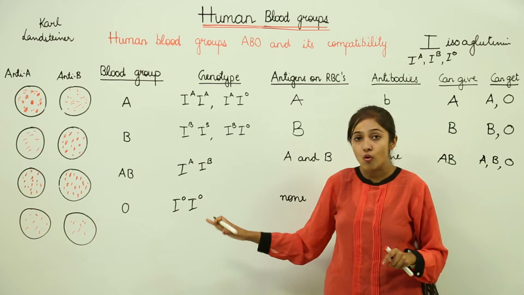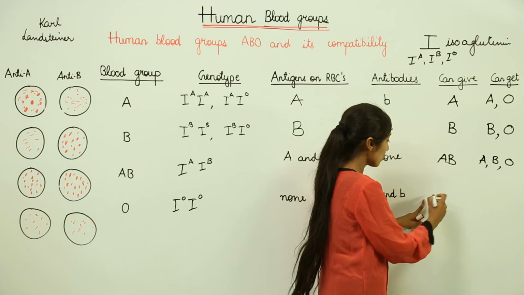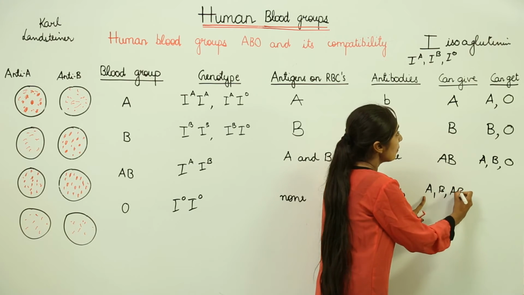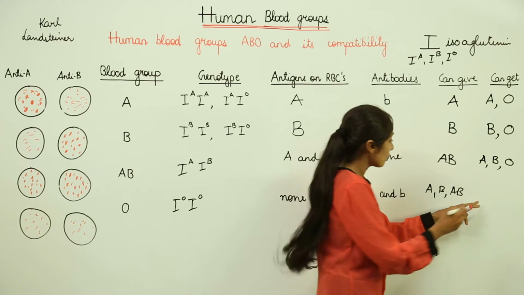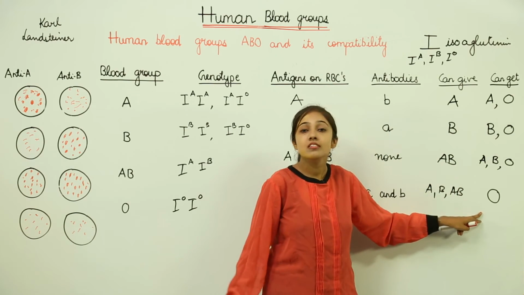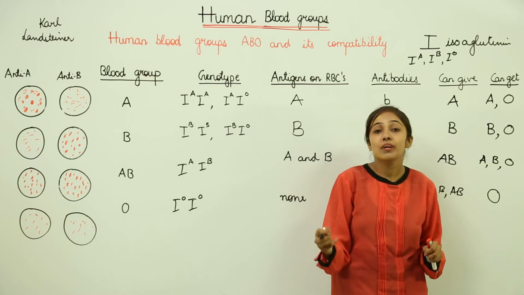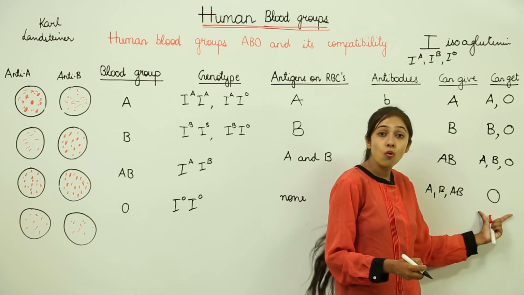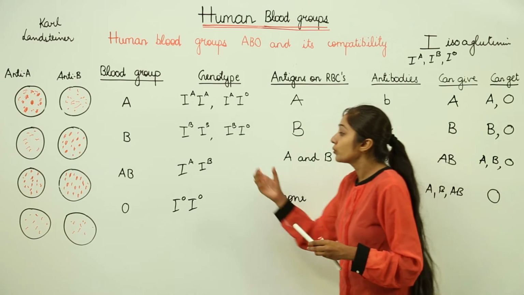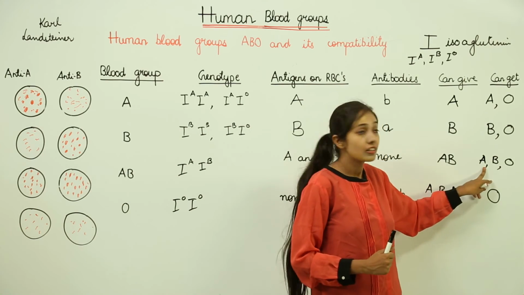Then O can give blood to all of them, A, B and AB, but can get blood from only O. Why? Because O is universal donor, but can get blood from only O. So just remember that AB is universal recipient, as we have mentioned.